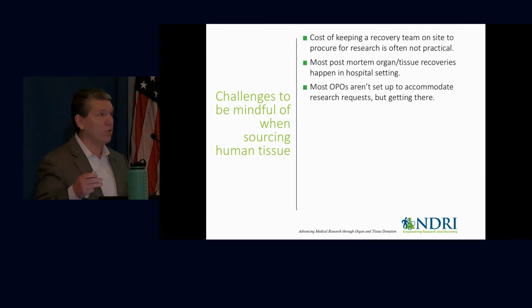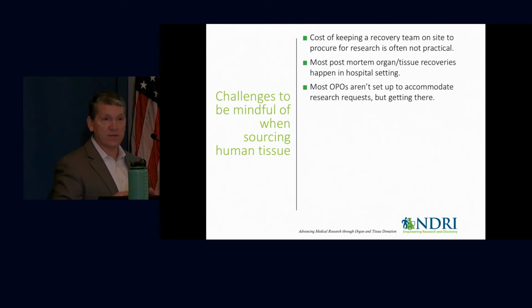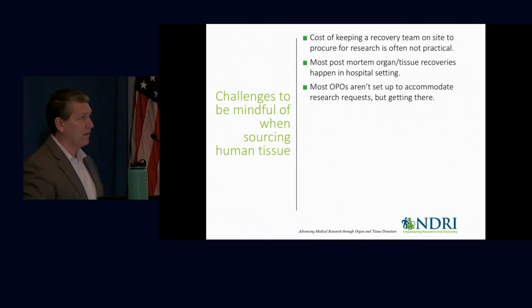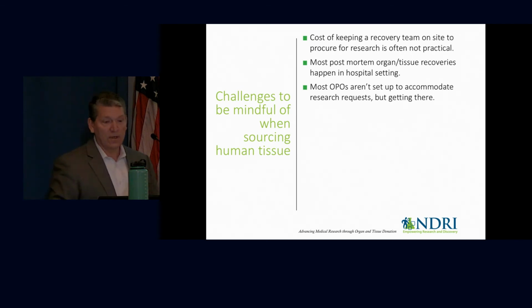I know some of you in the room work directly with your local OPOs. That's great. If I'm in Palo Alto, California, I'm not going to contact Gift of Life in Philadelphia. They're probably not going to help me. Your local OPOs will help you. They do get some sort of credit from CMS for research allocations as well. So explore those as options for tissue sourcing.